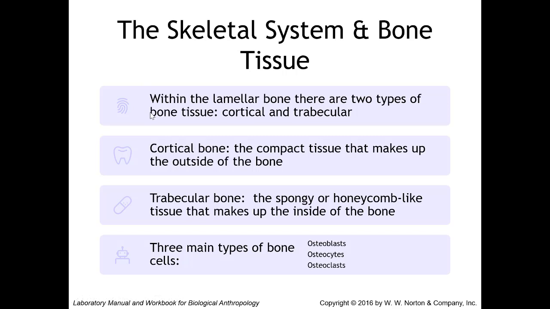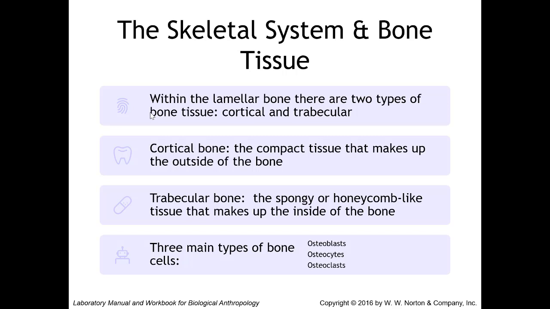But another thing we need to know is that there are three main types of bone cells, right? So we've talked about the two types of bone, woven and lamellar. We've talked about, within the lamellar, there's two types of bone tissue, cortical and trabecular. Now we're talking about the cells. So there are three main types of bone cells. We have osteoblasts, osteocytes, and osteoclasts, right?